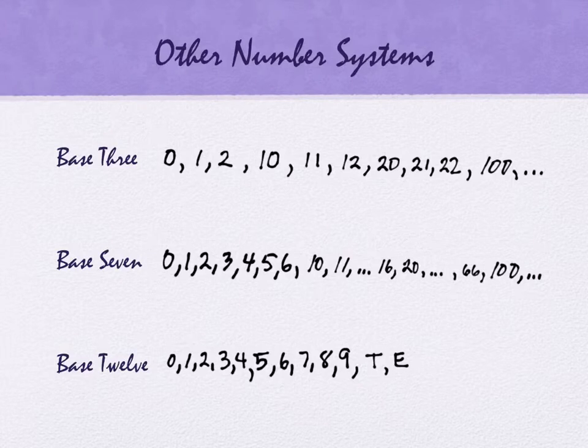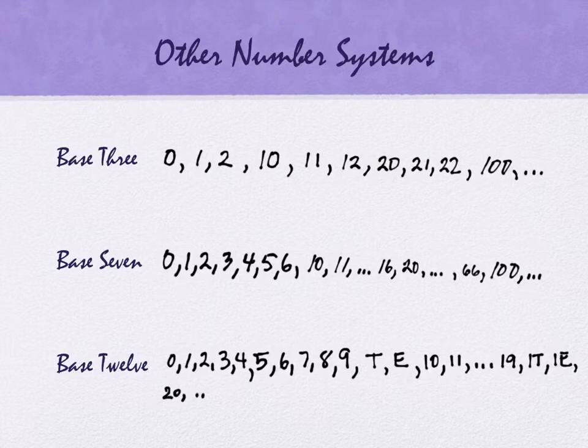So same thing, though, here. Once I get through E, that is 12 single digits, I would go to 1, 0. And then 1, 1. And I actually would go all the way up to 1, 9. And then what would come after 1, 9? 1T, and then 1E, and then after 1E would be 2, 0.